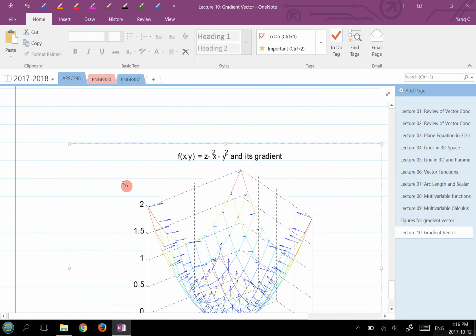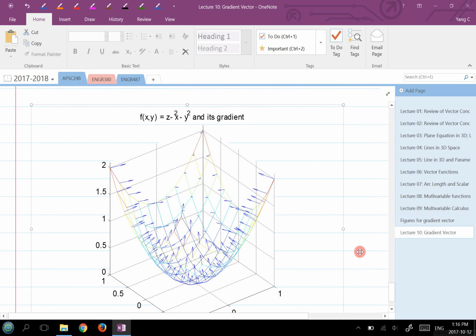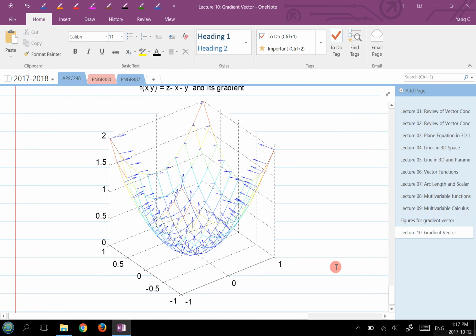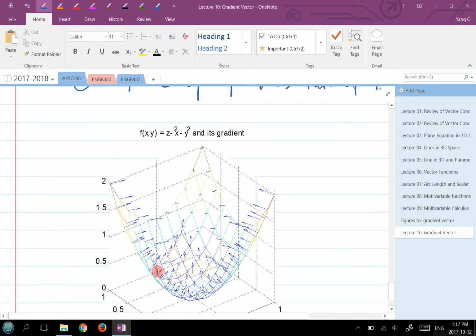I guess sometimes it's kind of easy to understand the gradients for a function of 2 variables. Now when it comes to a function of 3 variables, in this case I sketched all the gradient vectors on the same level surface. But this time the gradient vectors are sketched on the level surface. This is wrong here, so this should be W. So all the blue arrows here are del W.